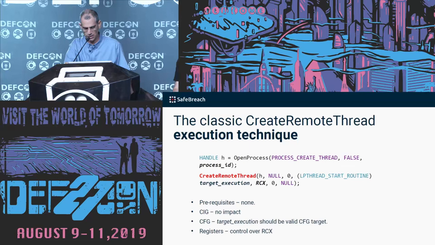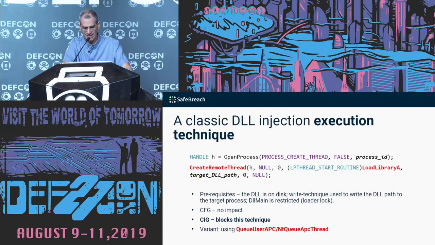Then we have a classic DLL injection execution technique using, again, CreateRemoteThread, but this time, assuming we'll use the writing technique to write the DLL path into the target process already, we invoke LoadLibraryA with CreateRemoteThread, and the argument of LoadLibraryA would be the path to the DLL already written to the target process. In this case, the prerequisite is that the DLL is on disk.